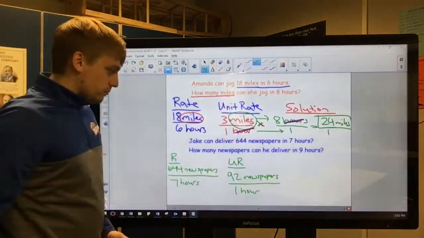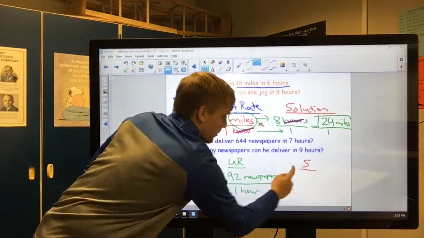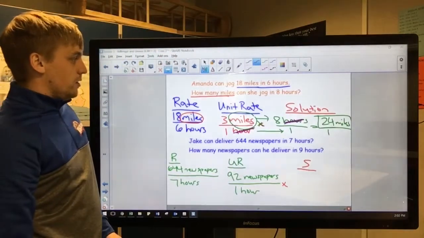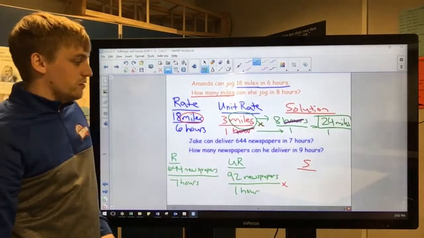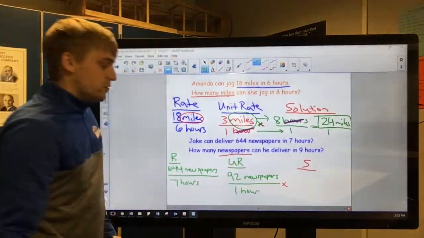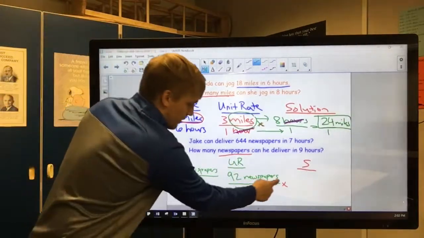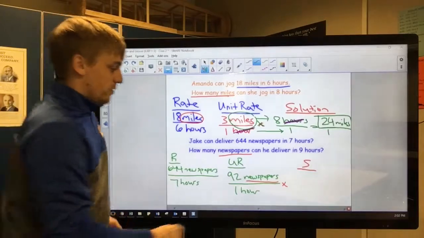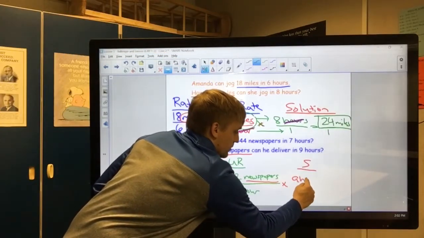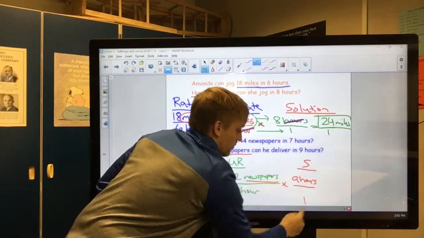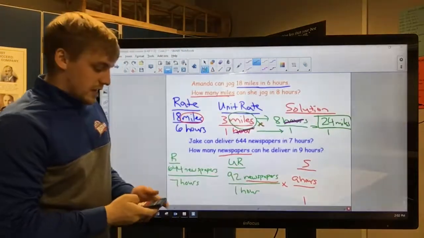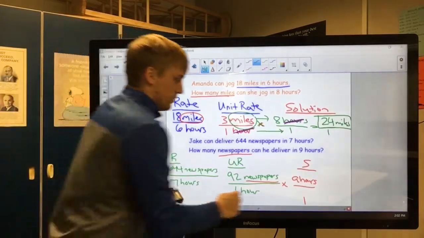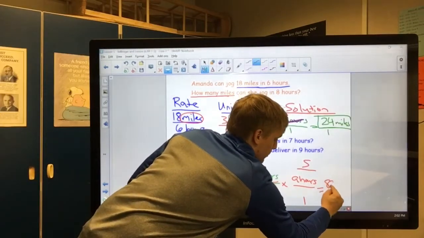Now, we're going to find the solution. Okay, solution is the answer. By multiplying the unit rate by, it says how many newspapers can he deliver in 9 hours? How many newspapers? So our answer is going to be in newspapers, so that's on the top. So we know our rate is in the correct order. We're going to take this unit rate times 9 hours. 92 times 9, I did on the calculator, and I got 828.